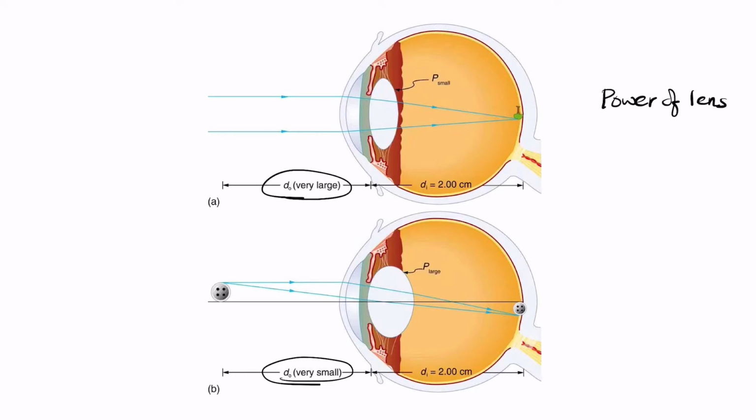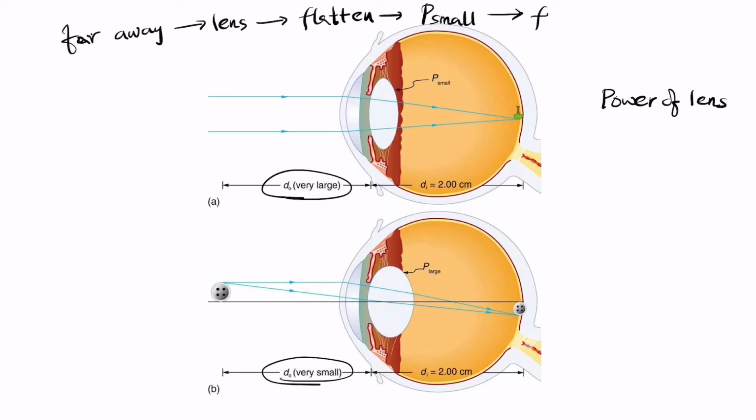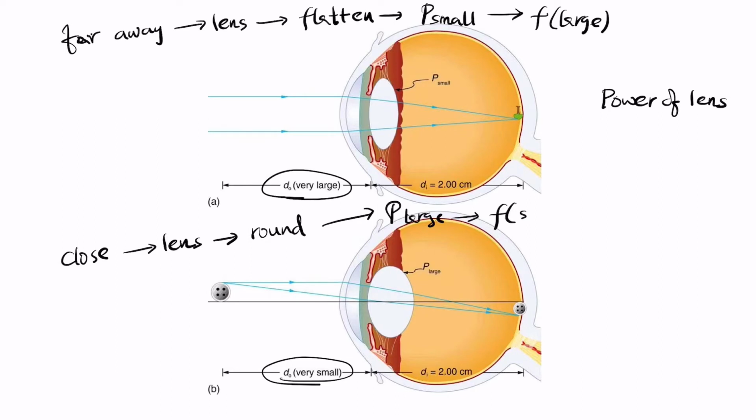For objects that are really far away, the lens starts to flatten. When it starts to flatten, it generates a small power. So if it's a small power, it produces a large focal length. And when the objects are really close, the lens starts to round. So it starts to round and it creates a large power and creates a really small focal length.